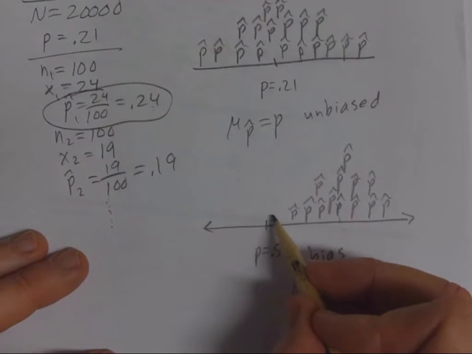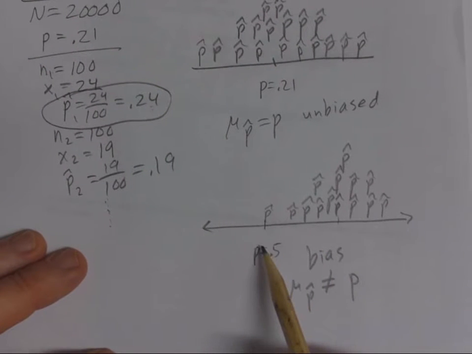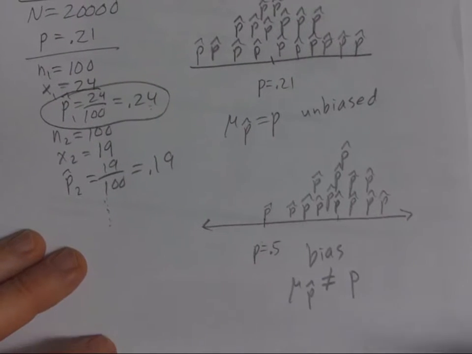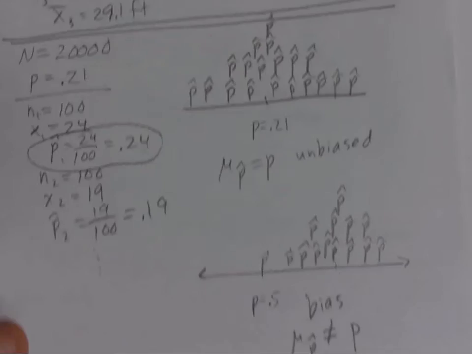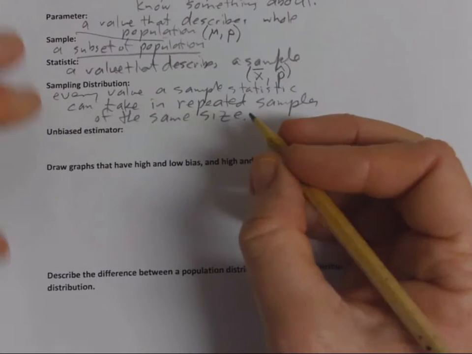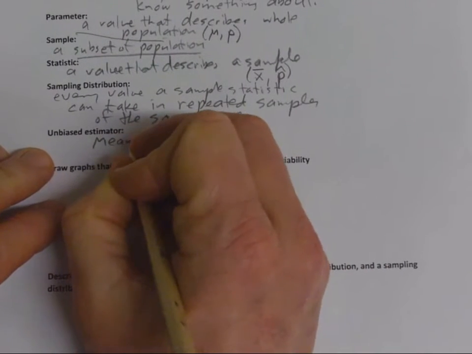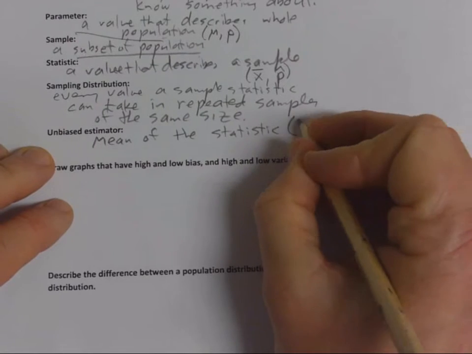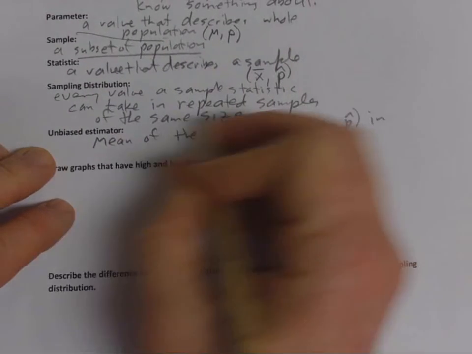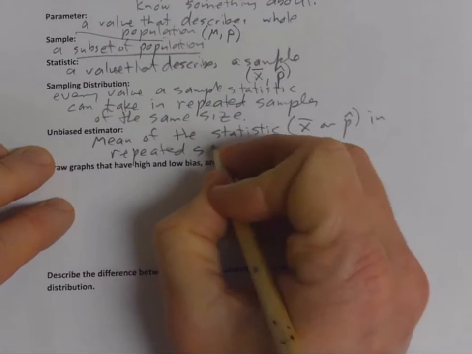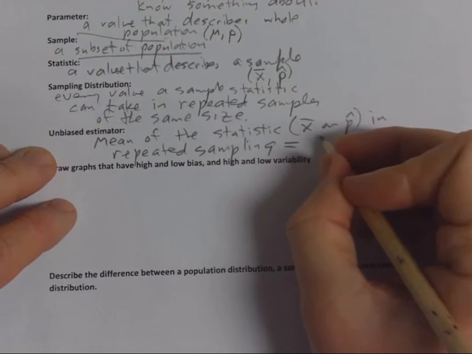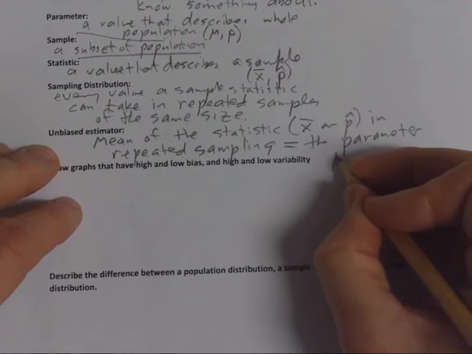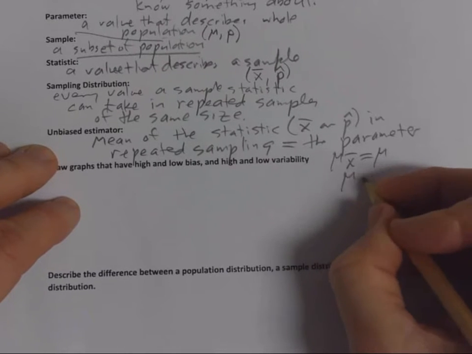Now, granted, it could happen just by chance that one of the p hats is really close down here. But bias isn't when just one of the p hats is off, it's when the average of all the possible p hats is like that. And a similar thing with the x bars and with mu. And what is an unbiased estimator? An unbiased estimator is when the mean of the statistic, that being x bar or p hat, in repeated sampling equals the parameter. And these two little formulas are on your formula sheet. In other words, the mean of your x bars is going to equal mu, and the mean of your p hats is going to equal p.